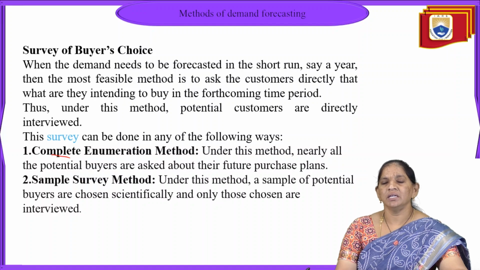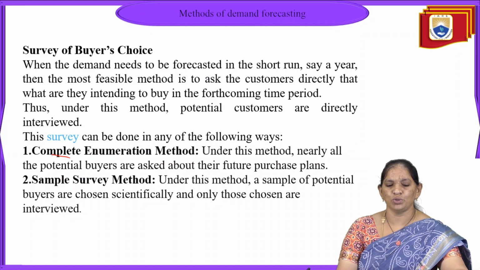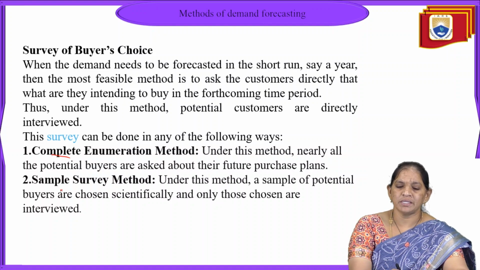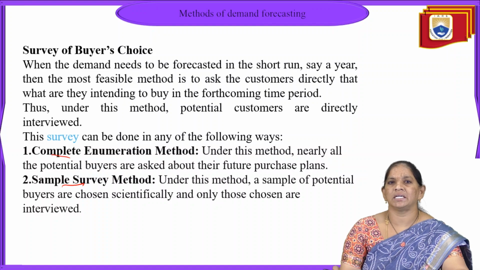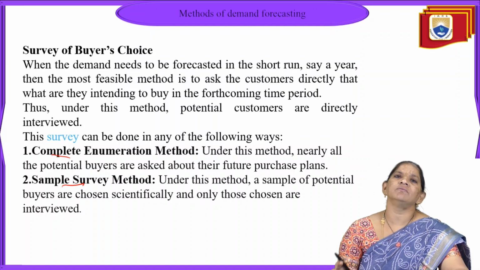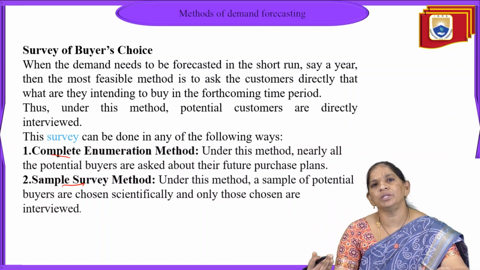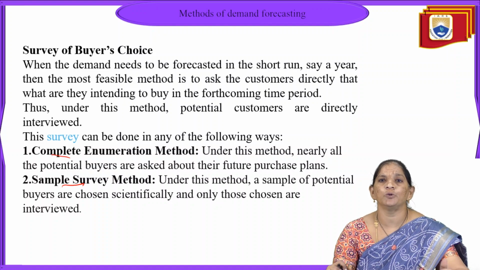Under this method, a sample of potential buyers is chosen scientifically, and only those chosen are interviewed. Sample means some respondents are taken. Maybe a product is purchased by 40 or 50 people. Out of that we take a sample of 4 or 5 people, go to them, interview them and ask questions relating to the product.